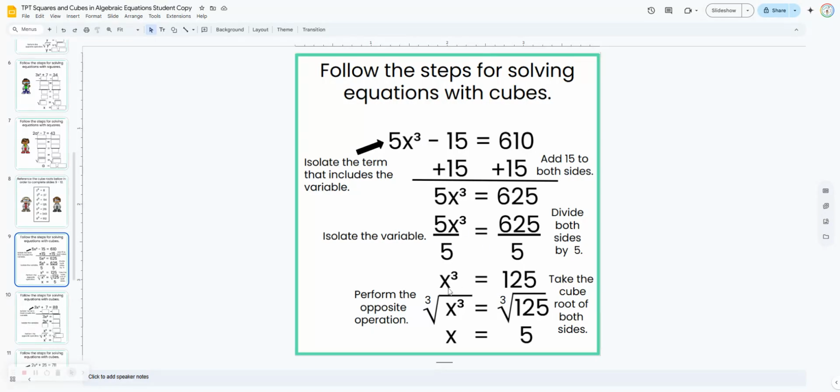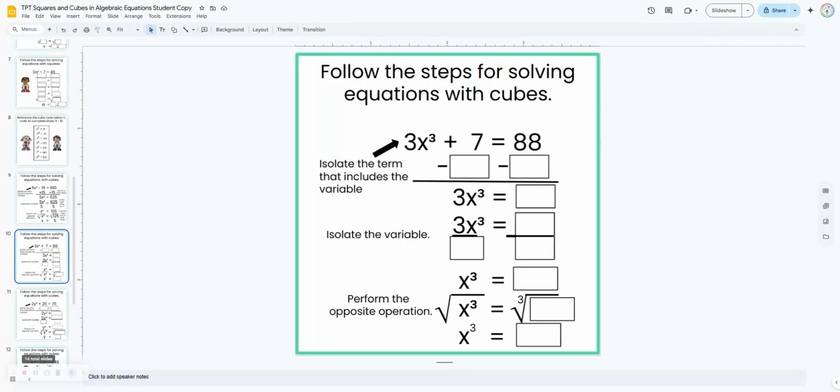Now when you get down to this step, x to the third power equals 125, we need to take the cube root of both sides. That gives us x equals 5. Now we won't have a negative number here, because if we'd had a negative number and we multiplied it 3 times, we would end up with a negative product. So there's only one answer here.